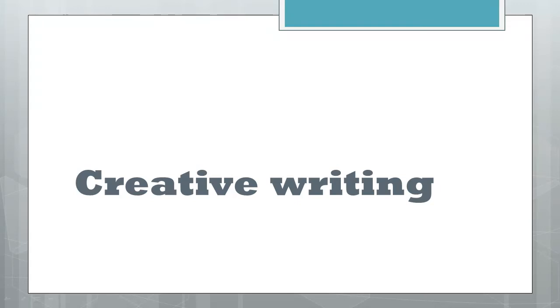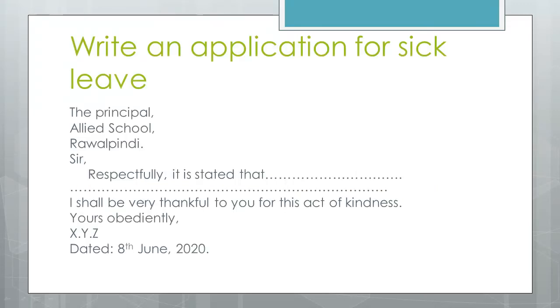Take your notebook and pen. We are going to write the application for sick leave. On your screens you can see you are given a pattern of how to write an application. It starts with the principal. There are some basic parts of the application. First is address. Look at your screen. The principal, comma, Allied School, comma, Rawalpindi, full stop. This is the address to whom you are writing the application.